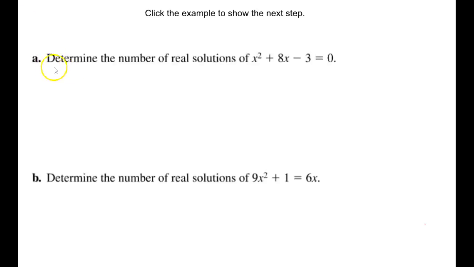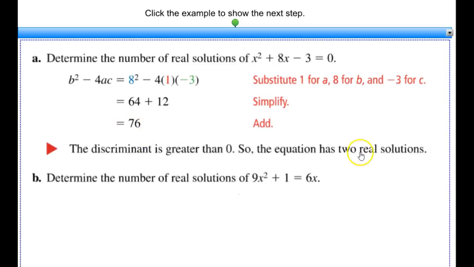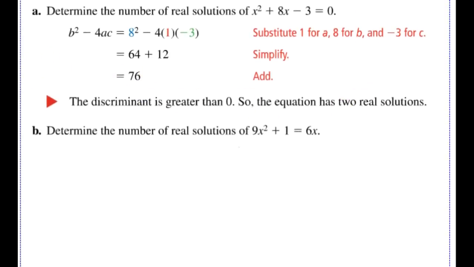So here's our first example. Determine the number of real solutions of this quadratic, x squared plus 8x minus 3 equals 0. Well, I'm going to go ahead and use the discriminant, which is b squared minus 4ac. So I substitute in my a, b, and c values, and I simplify and solve, so I end up with 76. This is greater than 0, so I know I have two solutions.